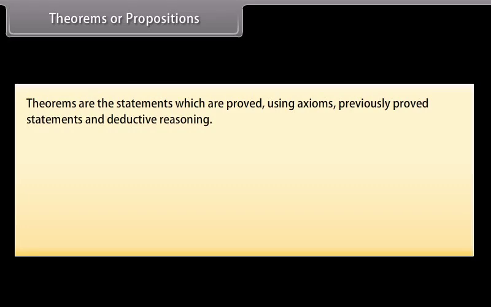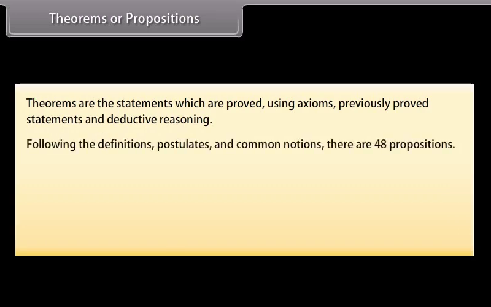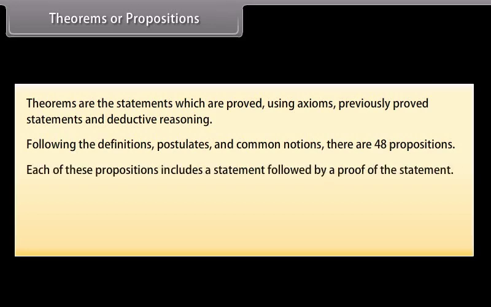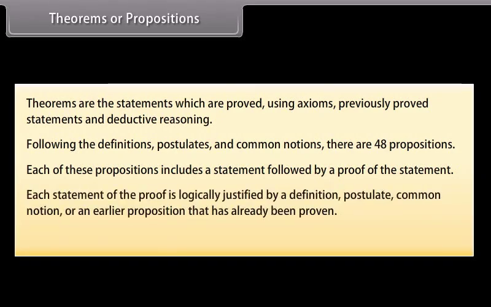Theorems or propositions. Theorems are statements which are proved using axioms, previously proved statements, and deductive reasoning. Following the definitions, postulates, and common notions, there are 48 propositions. Each of these propositions includes a statement followed by a proof of the statement. Each step of the proof is logically justified by a definition, postulate, common notion, or an earlier proposition that has already been proven. Some of the propositions are constructions.